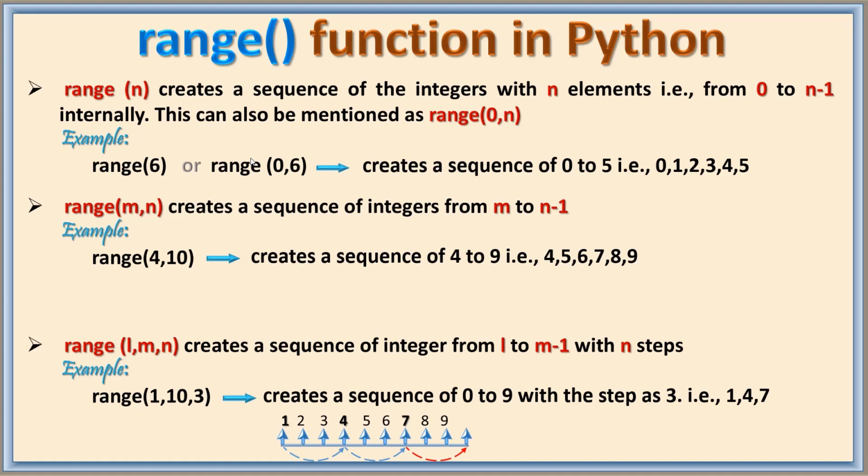When we are having only two arguments, that is the second one, 4, 10, how does it act? The step by default it takes as plus 1. So this is the meaning. So it is 4, 5, 6, 7, 8 and 9.